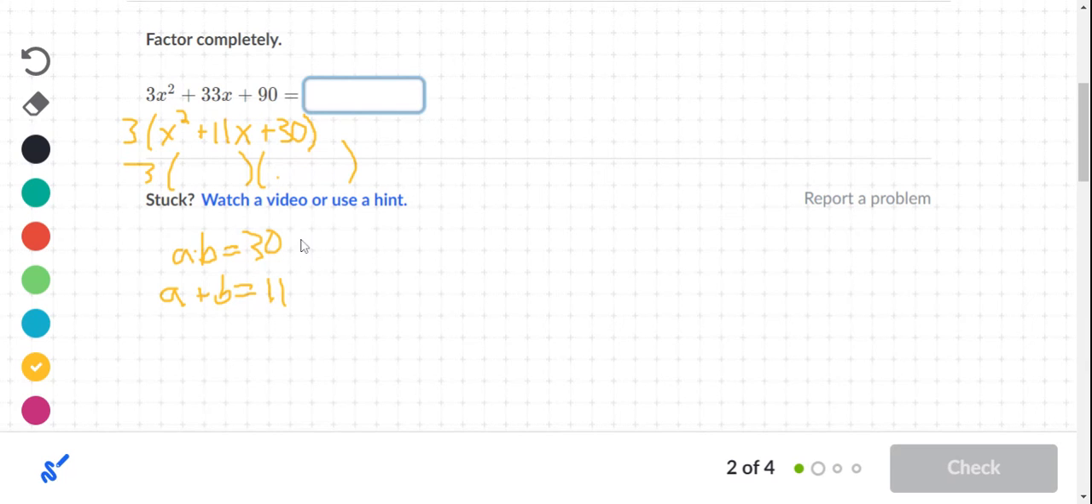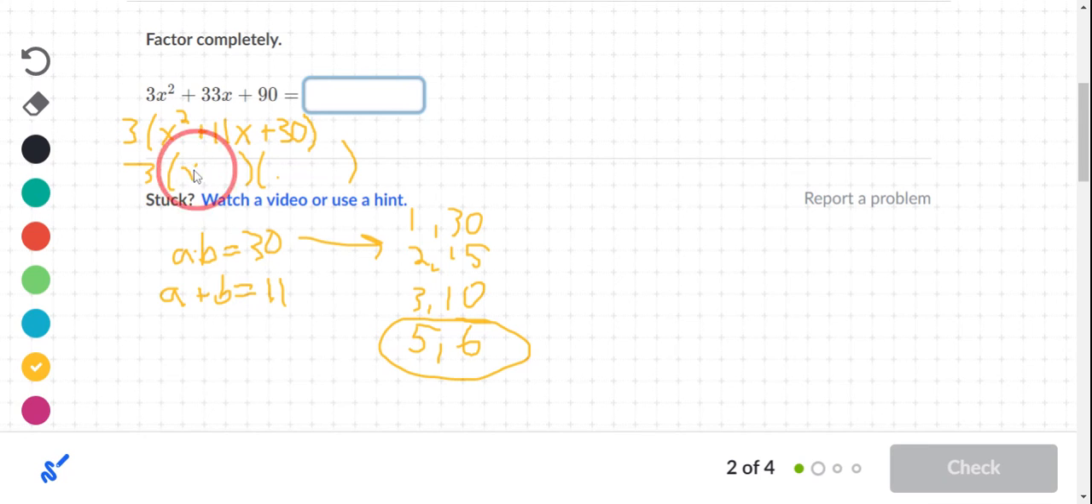So we think through those factors. What are some different factors of 30? 1 and 30, 2 and 15, 3 and 10. And it might help to actually write these down the same way I'm doing it right here. 5 and 6. Oh, wait. There we go, right? 5 plus 6 is also 11. So that tells me my two factors are x plus 5 and x plus 6.